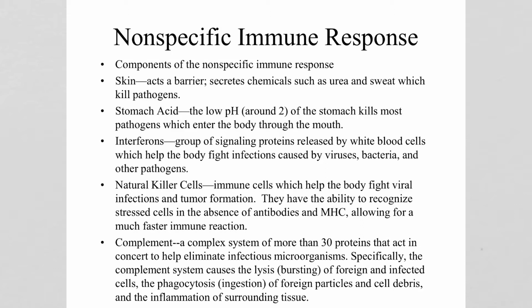Interferons are groups of signaling proteins. They're made by white blood cells, and they help your body fight infections caused by general viruses, bacteria, and other kinds of pathogens. In addition, you have natural killer cells, sometimes called NK cells. These are immune cells which fight viral infections and also tumor formations. They recognize stress cells in the absence of antibodies and a major histocompatibility complex, MHC. And this allows the immune system to work much faster than it normally would.